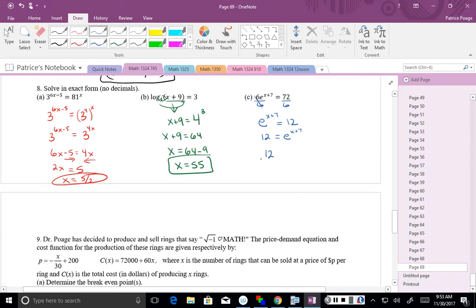e is going to move over, become the little power. If it's e, we get the natural log. x plus 7 comes down. Subtracting 7, I'm going to have the natural log of 12 minus 7 equals x. And I cannot combine those because the natural log of something cannot add or subtract with just a regular number.